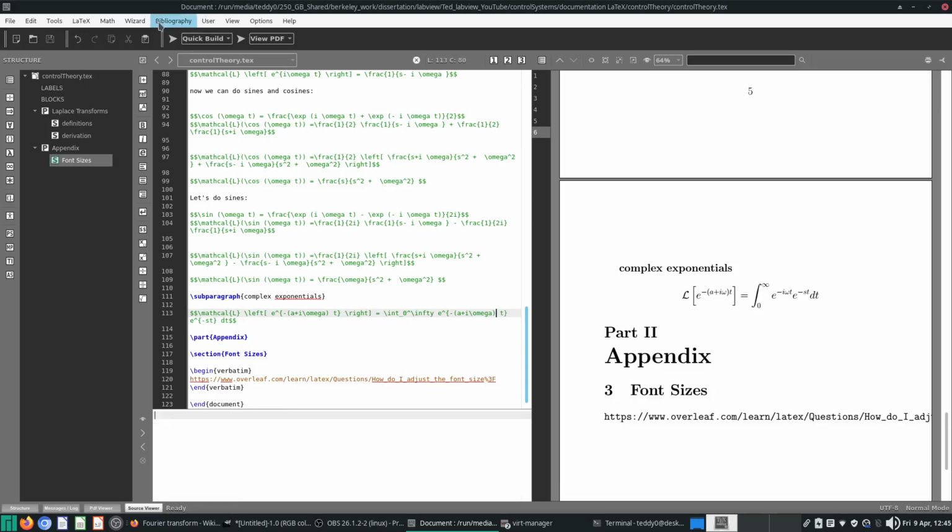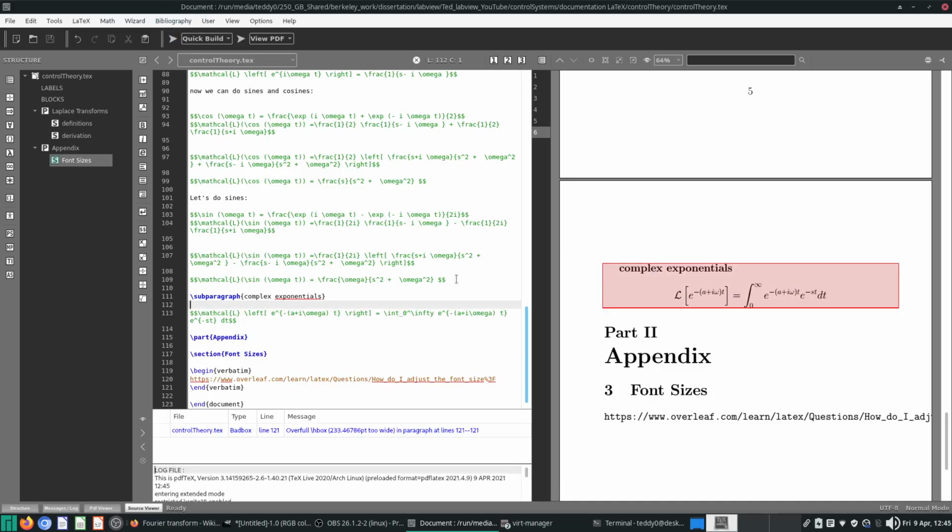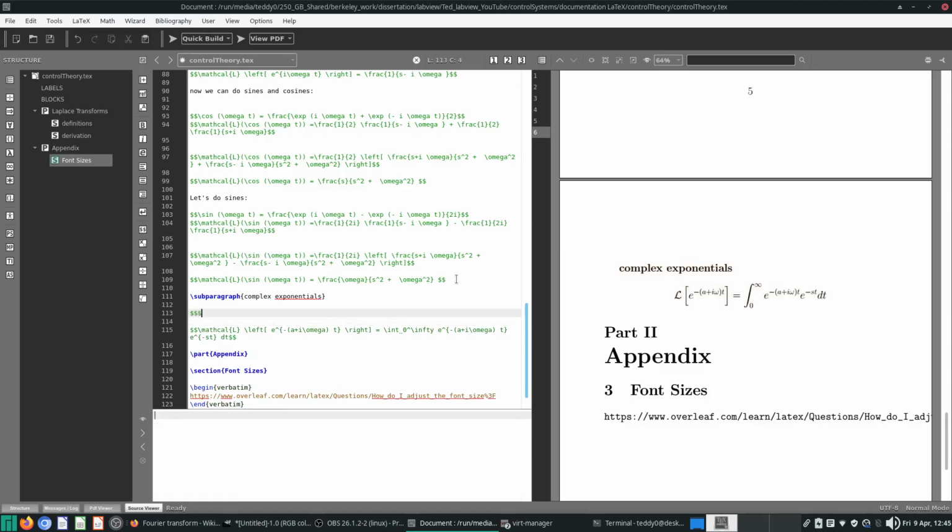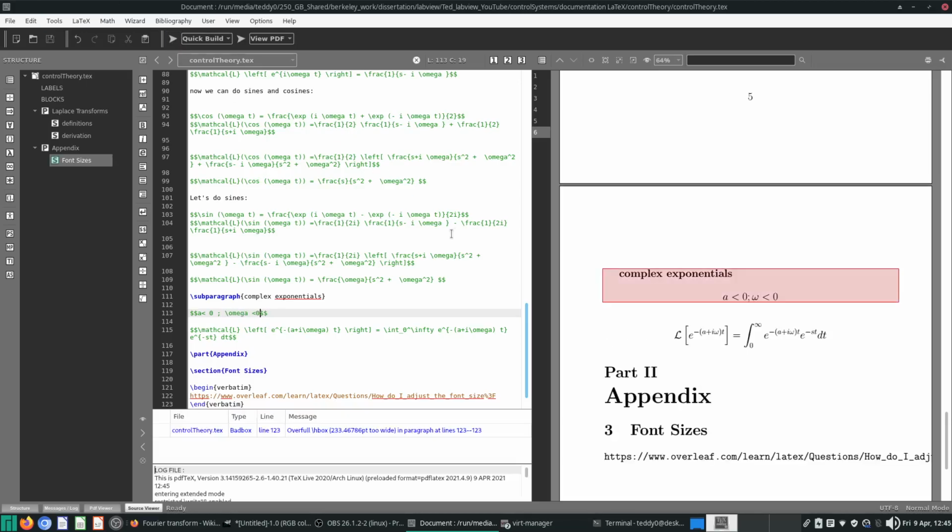So this is where both a and i omega are less than 0. The real part a is less than 0, and i omega, or omega, is less than 0. So the real and the imaginary parts are both less than 0. Okay, so we will have this sort of thing going on.